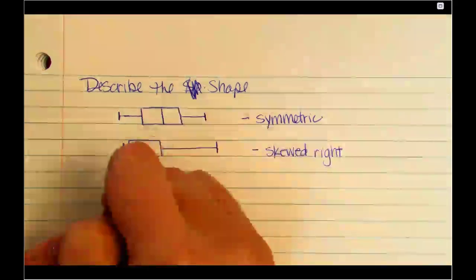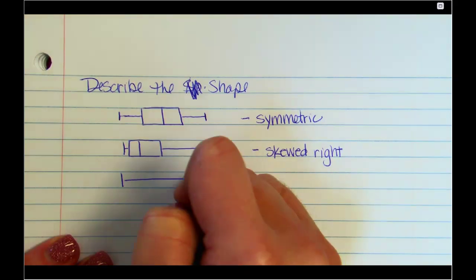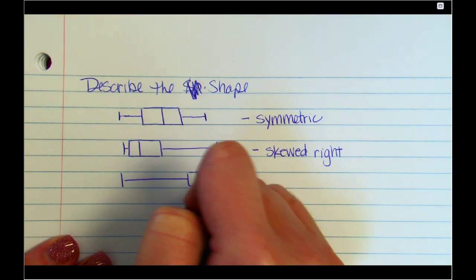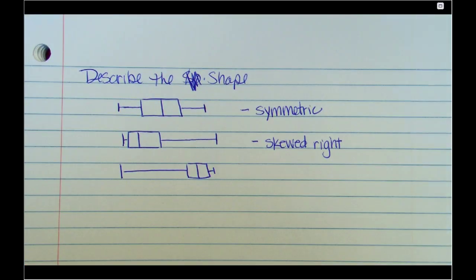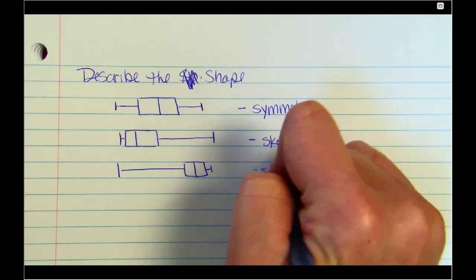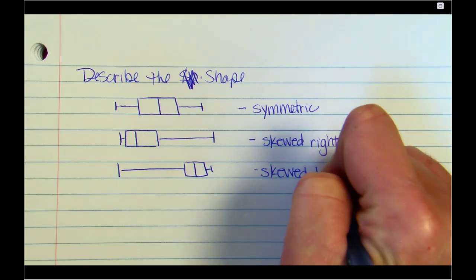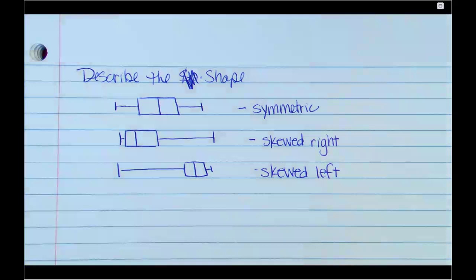Okay. You also can have it the other direction where you have a long left side tail. Like this. What do you think that is? Yeah, skewed left. So when we start to make graphs, and when we start to do homework, when your book says describe the shape of your thing, it's just asking, is it symmetric? Is it skewed right? Is it skewed left? Sometimes they're neither.